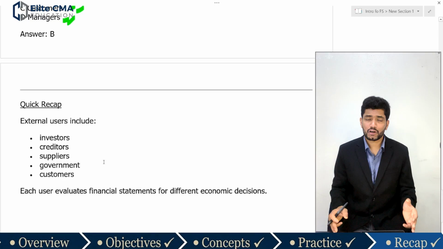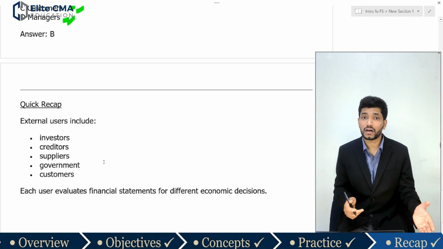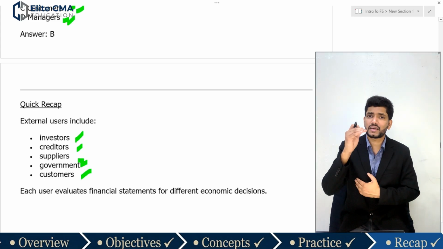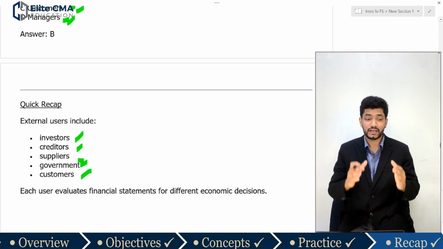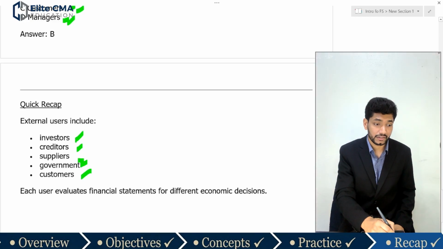So just a quick summary of this discussion. Just to understand who the external users of the financial statement are: the investors, creditors, suppliers, government, and the customers. These are the key external users of the financial statements. Each user will evaluate financial statements for different economic reasons. Investors are looking into their return.